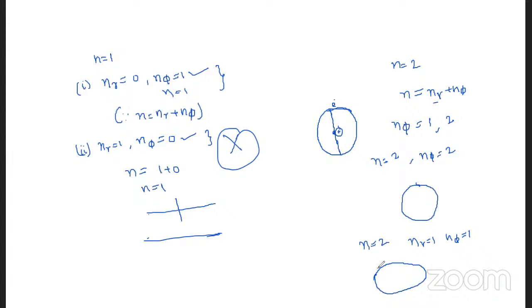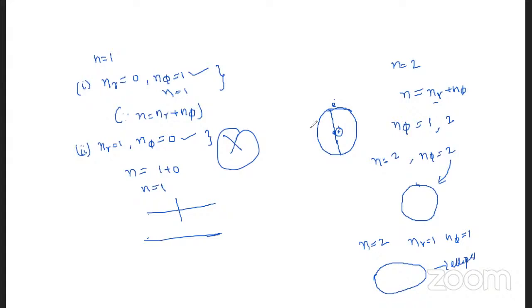So for the quantum number n equals 2, the two possibilities are that two orbits are possible. One is n equals 2 in which nφ equals 2, the condition we have taken first, and for this you get a circular shape. Otherwise, in case of n equals 2, nφ equals 1 and nr equals 1, we get an ellipse.